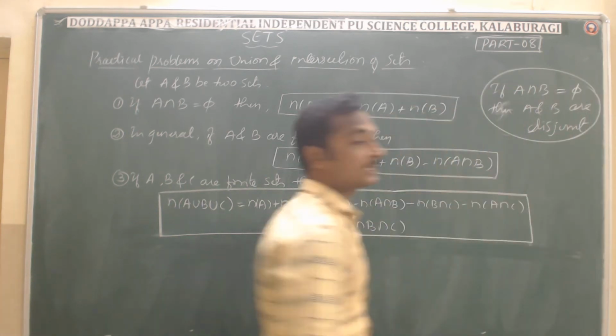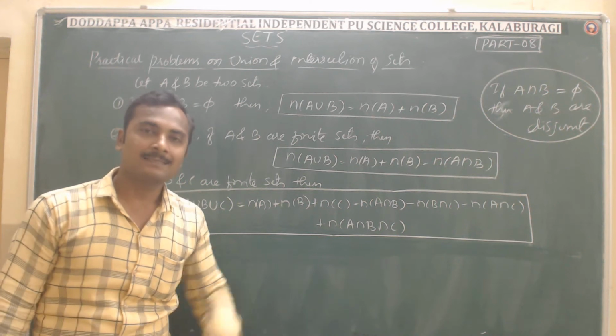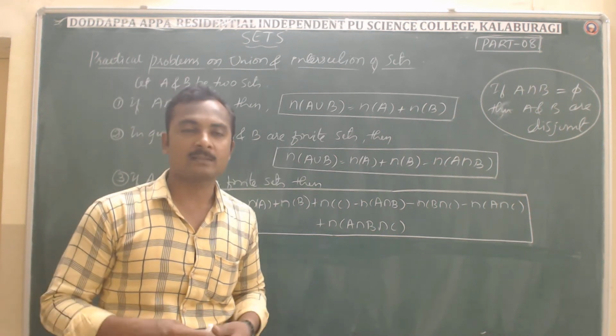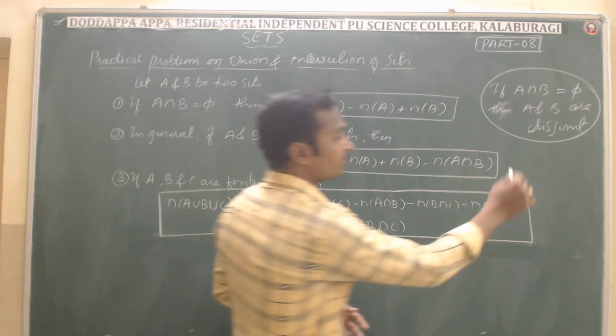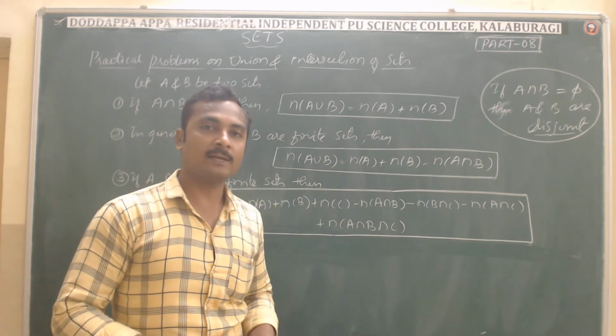Remember that if A intersection B is a null set phi, then we say that A and B have no common elements. Then we say that A and B are disjoint sets.